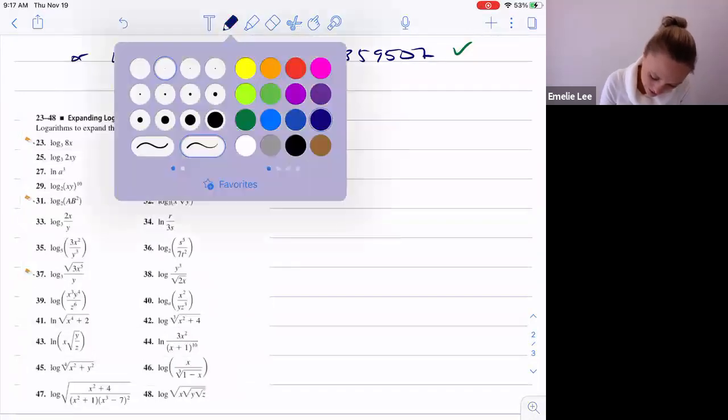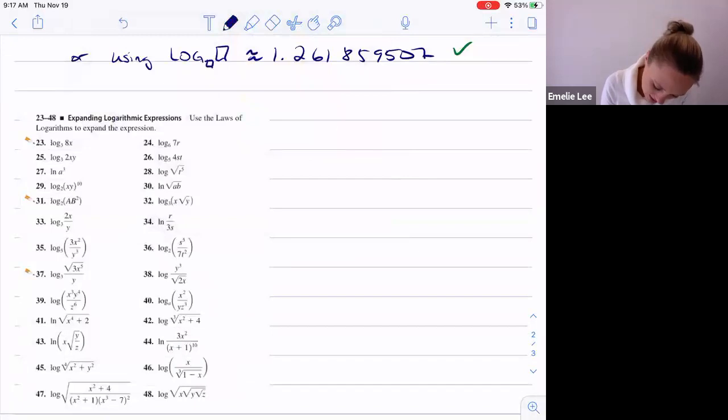So which ones do we want to do? Let's do 32 first. Or maybe we should start a little bit slower. Let's do 24 first. How about that? So 24 is log base 6 of 7r.